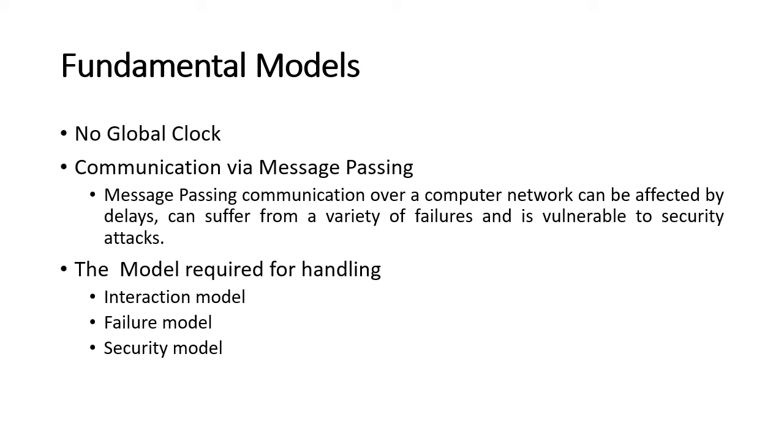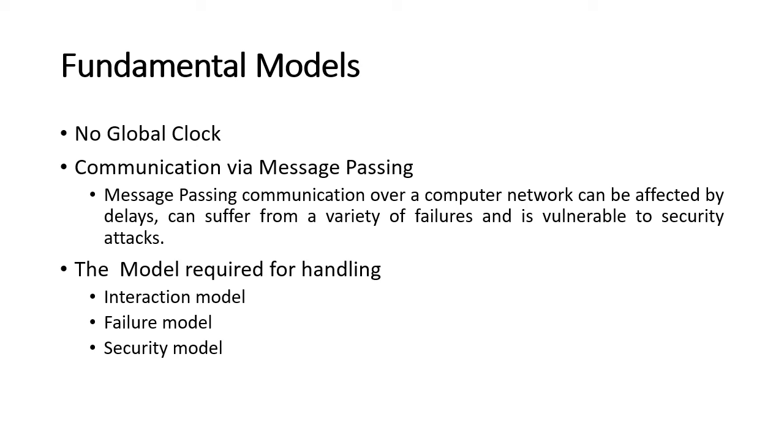Now we'll talk about the fundamental model. As you remember, the key limitation of the distributed system was no global clock. Without the global clock, a system cannot know the time of the other system. So the only way of communication was message passing. But message passing communication over a computer network can be affected in several ways, like the delays it can suffer from or a variety of failures, and moreover it is vulnerable to security attacks.